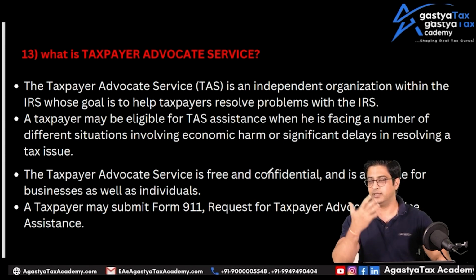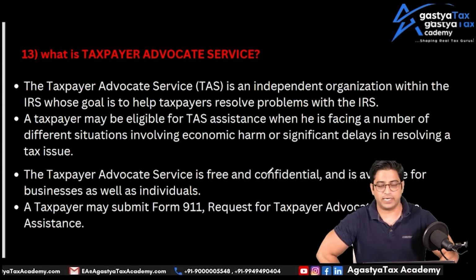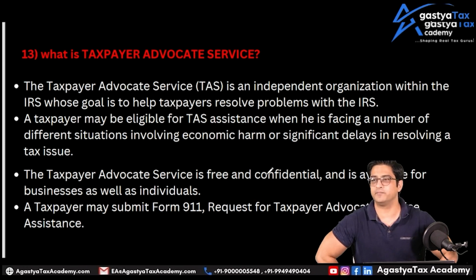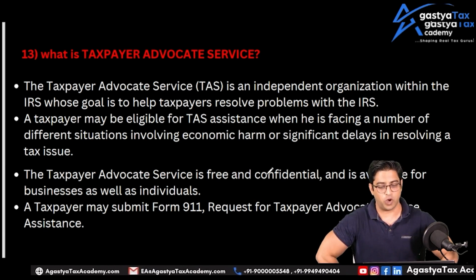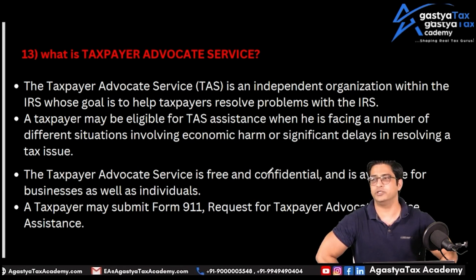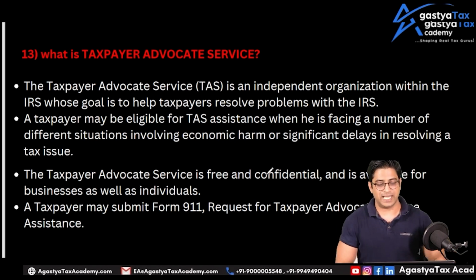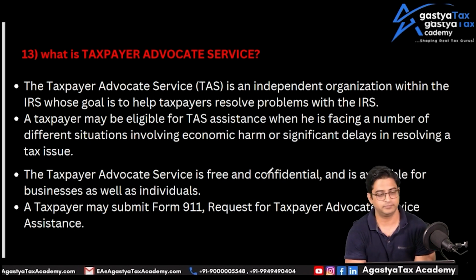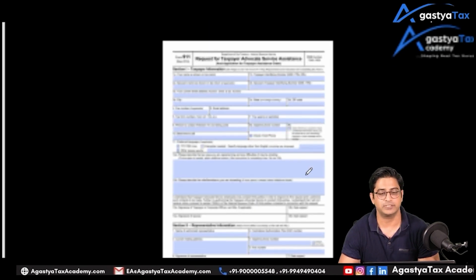if the IRS is ignoring your request, you will have to go to the Taxpayer Advocate Service. The Taxpayer Advocate Service is an independent organization within the IRS whose goal is to help taxpayers resolve problems with the IRS. A taxpayer may be eligible for TAS assistance when facing a number of different situations involving economic harm or significant delays in resolving a tax issue. The Taxpayer Advocate Service is free and confidential and is available for both businesses and individuals. A taxpayer will submit Form 911 to request the Taxpayer Advocate Service.